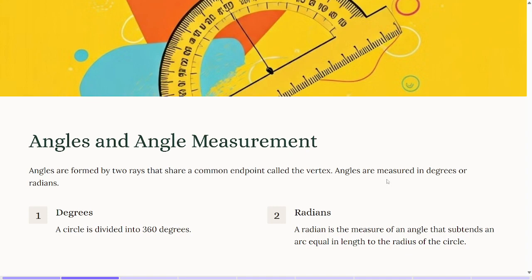Angles are measured in degrees or radians. If someone asks you what degrees are: if a circle is divided into different parts, these are known as degrees. A circle is divided into 360 degrees. And if someone asks you what a radian is, the radian is a measurement of an angle, like we measure lengths in kilometers or meters. A radian is the measure of an angle that subtends an arc equal in length to the radius of the circle.